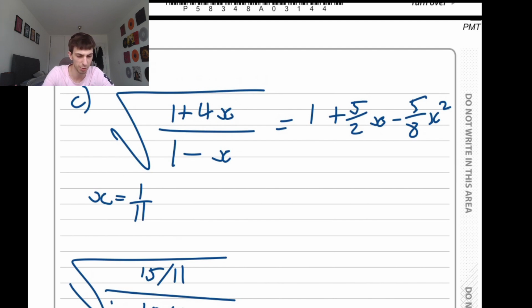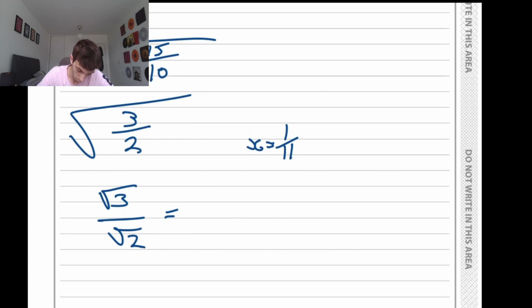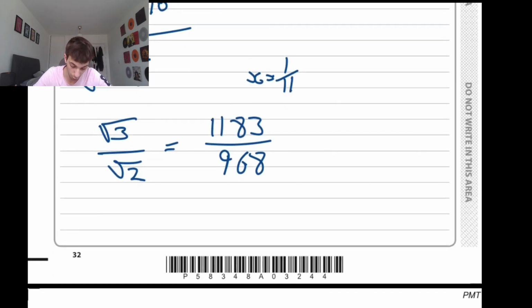Be very careful when you put this in your calculator, guys. You don't want to make any silly mistakes. I would also recommend putting it in your calculator. I'm going to be taking away 5 over 8 multiplied by 1 over 11 squared. That's just 1 over 121. Make sure you're careful when doing this once again, guys. But this would give you, be very careful, 1183 over 968. Okay. But that's the answer to root 3 over root 2.